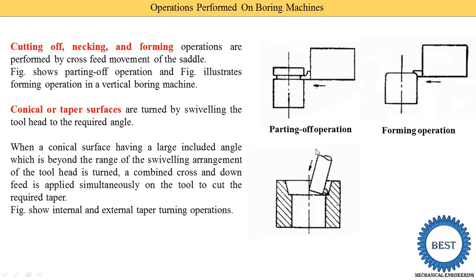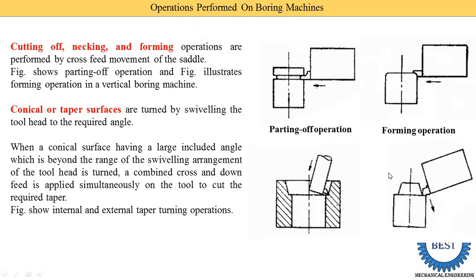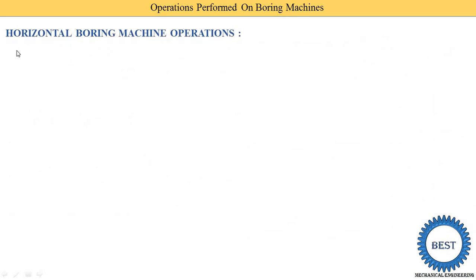So how is this angle set? The angle is set by using two different arrangements. Beyond the range of the swiveling arrangement, the tool head is turned and combined cross and down feed is given. And this is the image of the external taper turning. Now we understand the horizontal boring machine operation.